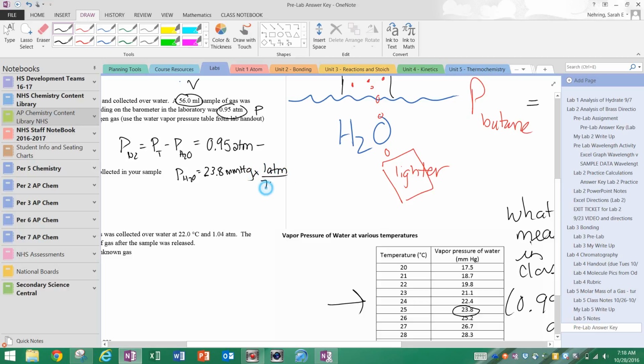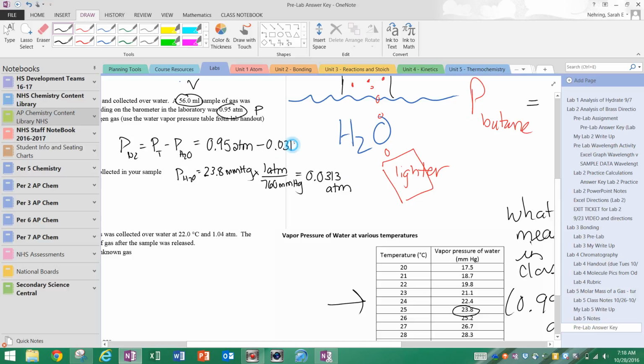And if you look on your equation sheet, this conversion is given to you, that 1 atmosphere is 760 millimeters mercury, so no, you don't have to memorize that. If I plug this in my calculator, I will find that when I convert it, this is 0.0313 atmospheres.